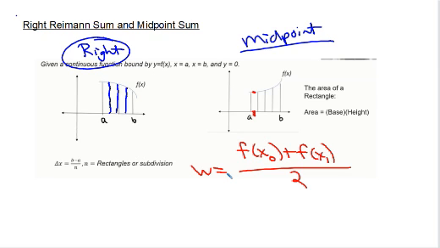That's going to be the width of each individual rectangle. And doing it by hand requires a little bit more work because we are working with 2 function values. It's still the same process. We're still doing area equals length times width. But now my width is an average of those 2 function values.